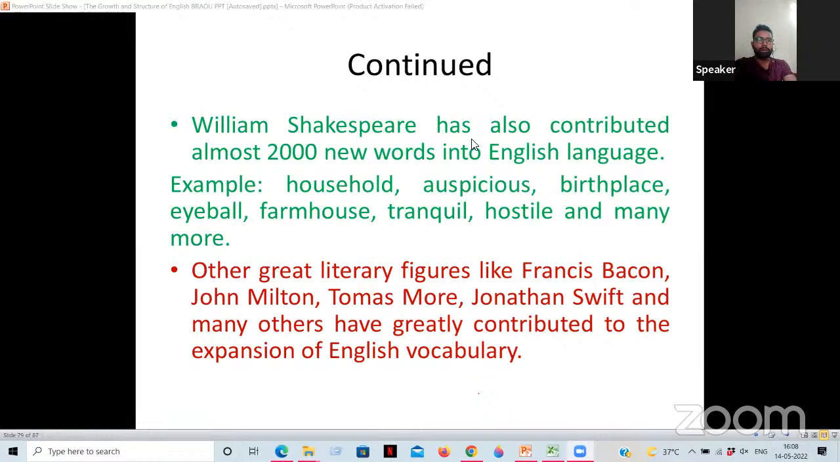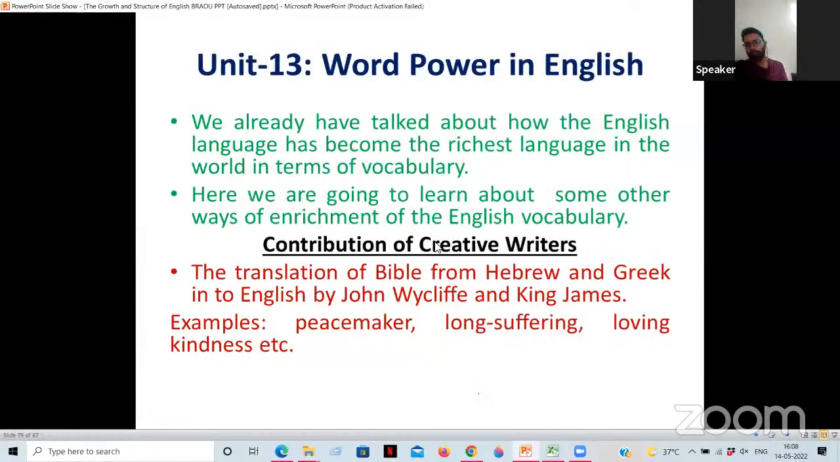Yes, someone is asking what... Suchitra is asking me regarding idioms. Okay. So I will come to that point. We have also talked about that in this unit. What is the number of the unit? This is unit number 13. Unit number 13, block 3.